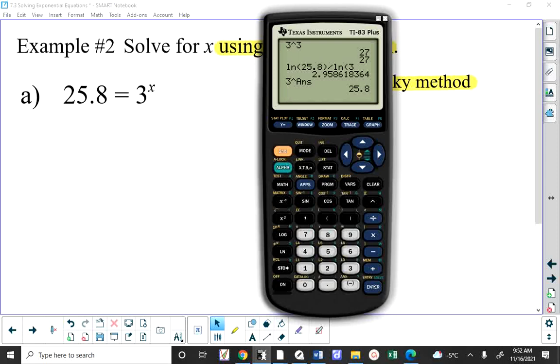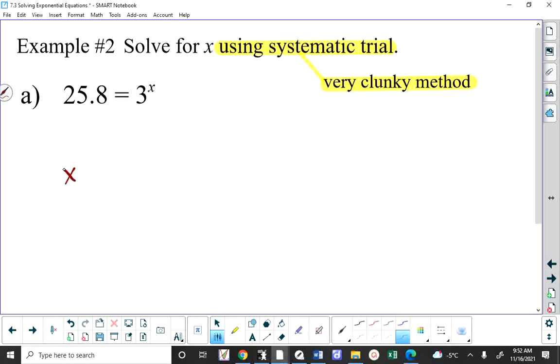So the answer is about 2.96. x equals 2.96. Oh, I neglected to say, I hope you understand that 25.8 and 3 cannot be written with the same base. Right? It can't be done.